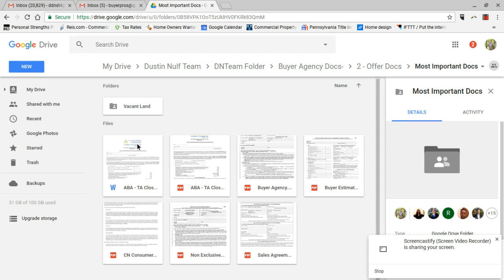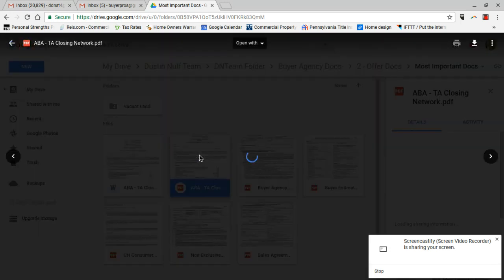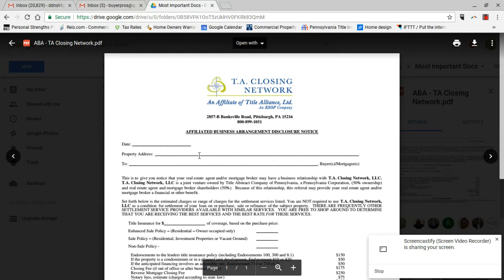Okay, so here, these are our necessary documents, and we're going to talk about which ones. Well, all of these are important, but why they're important. So the first one we're going to look at is the affiliated business disclosure for TA Title.